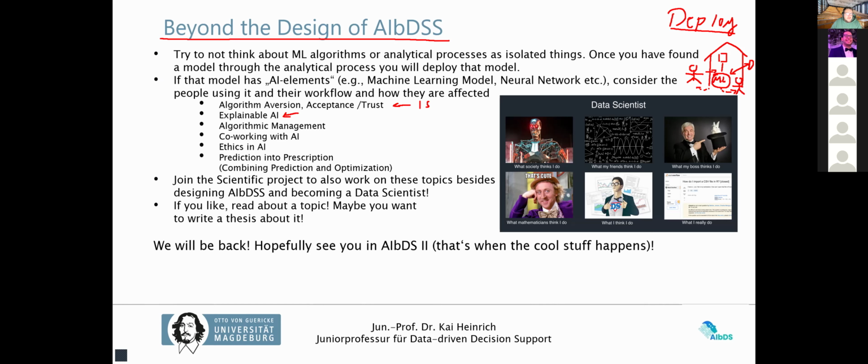We have explainable AI. We will talk about this in AIbDSS 2. Hopefully this term I will actually manage to include this topic.